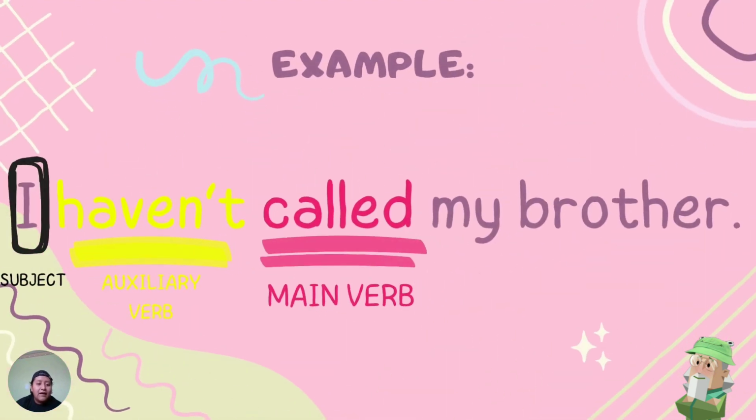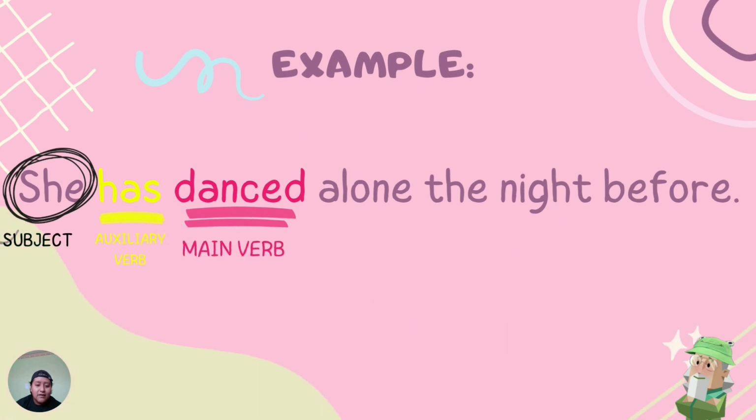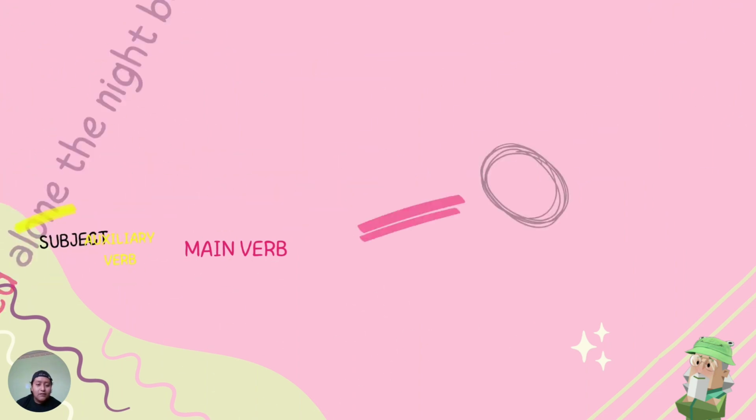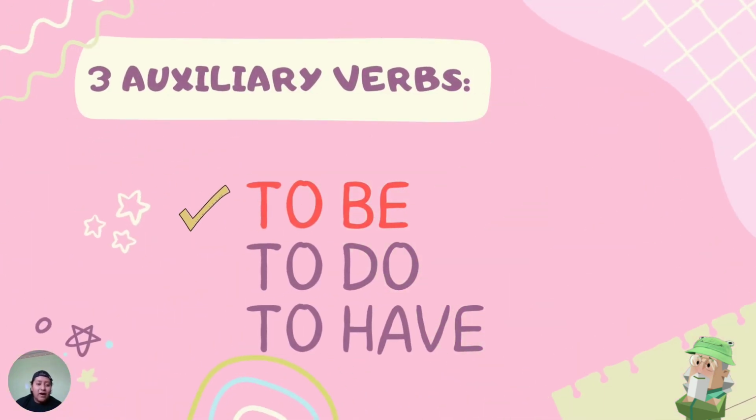More examples. I haven't called my brother. I is the subject, haven't is the auxiliary verb, and called is the main verb or linking verb. More examples. She has danced alone the night before. She is our subject, has is the auxiliary verb, and danced is the main verb or linking verb. So, there are three auxiliary verbs, to be, to do, and to have. The first verb in our list is the verb to be.